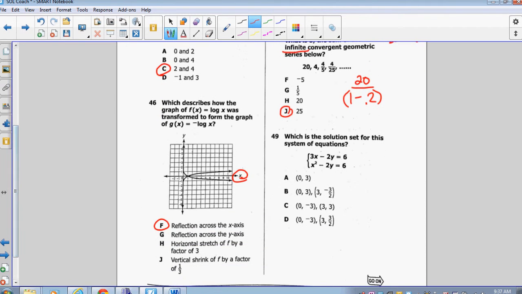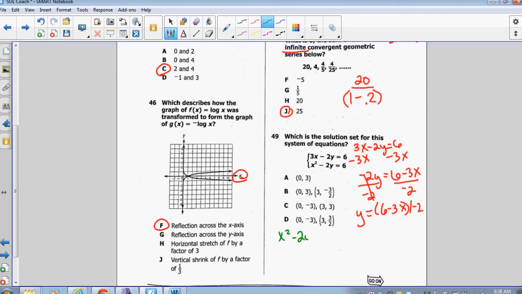Okay, for 49, we're trying to solve a system of equations. It's always best when solving a system on your SOL to just set each one, solve it for y, and then graph that on your calculator. So the first one, 3x minus 2y equals 6. Subtract the 3x. You get negative 2y is equal to 6 minus 3x, and then divide by negative 2. And actually, your calculator doesn't need you to simplify as long as you remember to put parentheses around your numerator. You can do 6 minus 3x over negative 2.